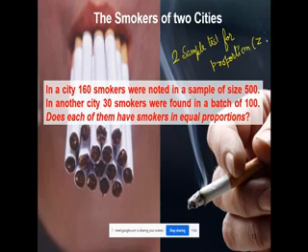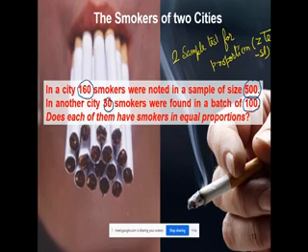This is also a Z test. So what happens in this test? In a city, 160 smokers were found from 500 people. That means the first sample is 500 where smokers are 160. For the second, the population size is 100 and the smokers are 30.